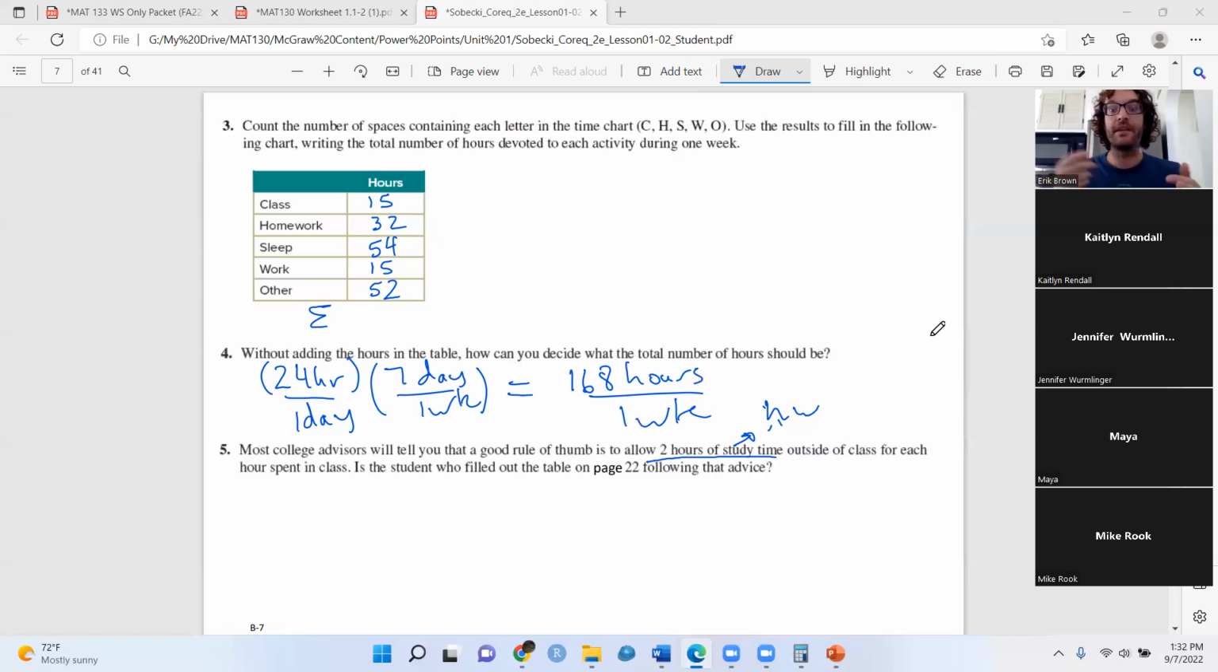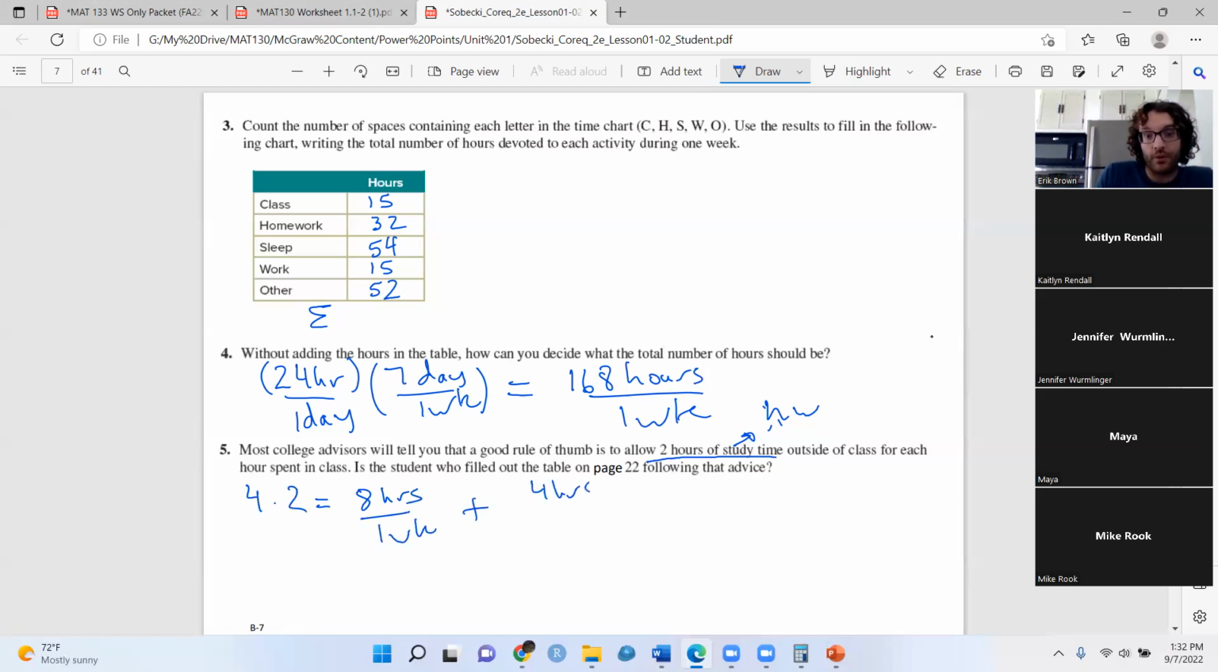So then you're supposed to be spending 2 hours outside of that to stay on track based on this guideline. So to get a good grade in this class, supposedly, you should be spending 8 hours per week studying, plus the 4 hours per week in class, for a total of 12 hours per week just for this class to follow this guideline.